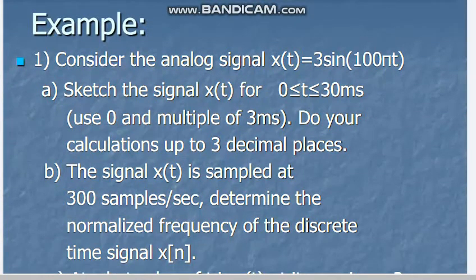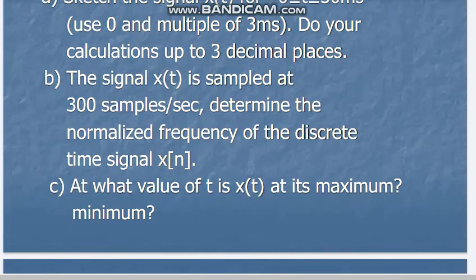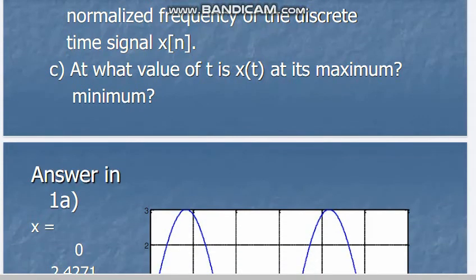So consider the analog signal x(t) equal to 3 sin 100 pi t. First of all, we have to sketch it over a 30 millisecond span, with 3 milliseconds as the step size. Then after calculating up to 3 decimal places, the signal x(t) is sampled at 300 samples per second. Determine the normalized frequency of the discrete time signal and at what values of t x(t) is at its maximum and minimum. Okay, after the university reopens, I will give you a lecture on these problems, on how to solve them.